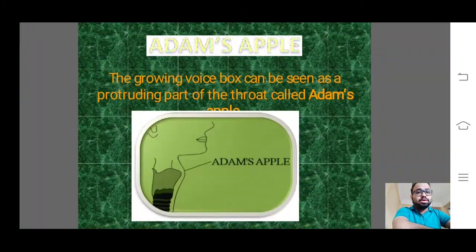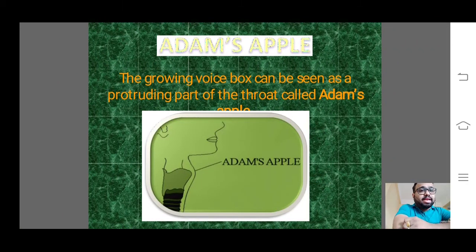So we discussed Adam's apple in the last class. The Adam's apple is the growing voice box that can be seen as a protruding part. Some people have this part enlarged, and it comes out of the skin. So that is called Adam's apple.